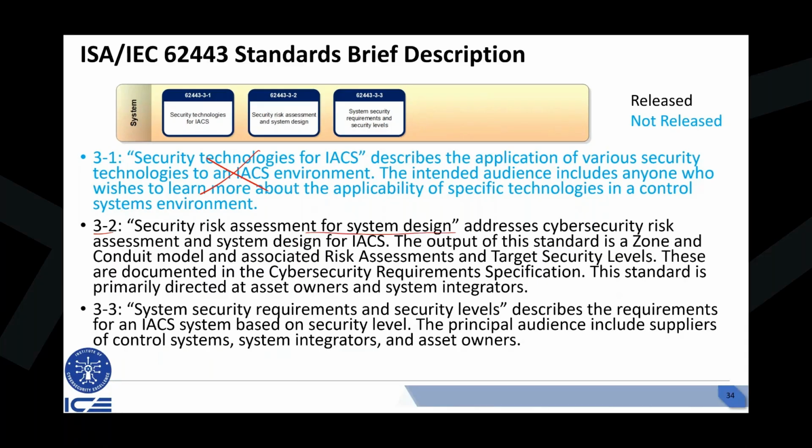So when you're designing a system, let's say a system integrator or service provider, or the big OEMs, when they're doing the IACS system design, they need to perform certain risk assessment on the system design itself. Based on the output of the risk assessment, they will create the zoning and conduit model, and then the target security levels. These will be documented as the cybersecurity requirements, and then implemented as part of the project.